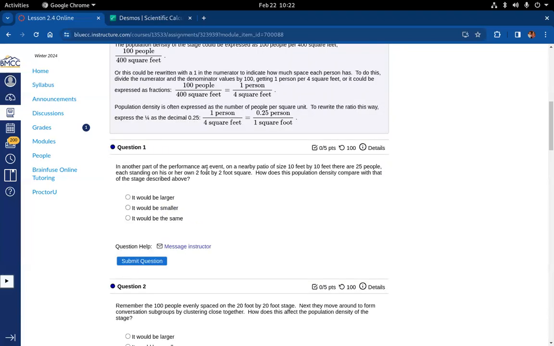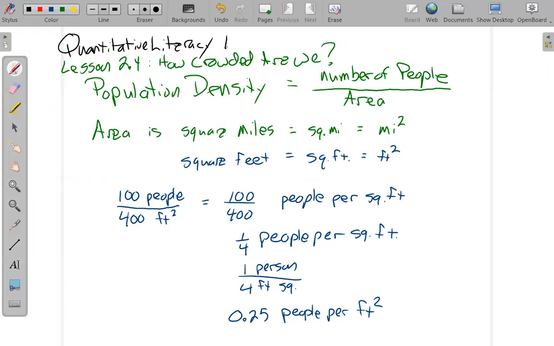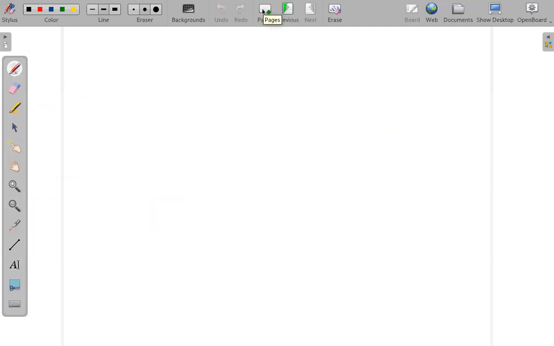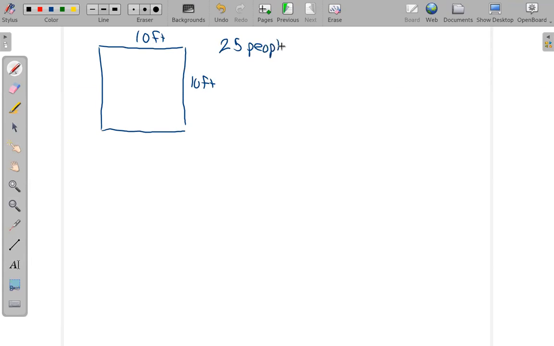So I'm just going to draw a quick picture of this and let you answer the other. So we have a 10-foot by 10-foot region. So let's say this is my 10-foot by 10-foot region. And I have 25 people in there. So 10 feet by 10 feet, 25 people. And 25, think about that for a minute, that's 5 by 5.